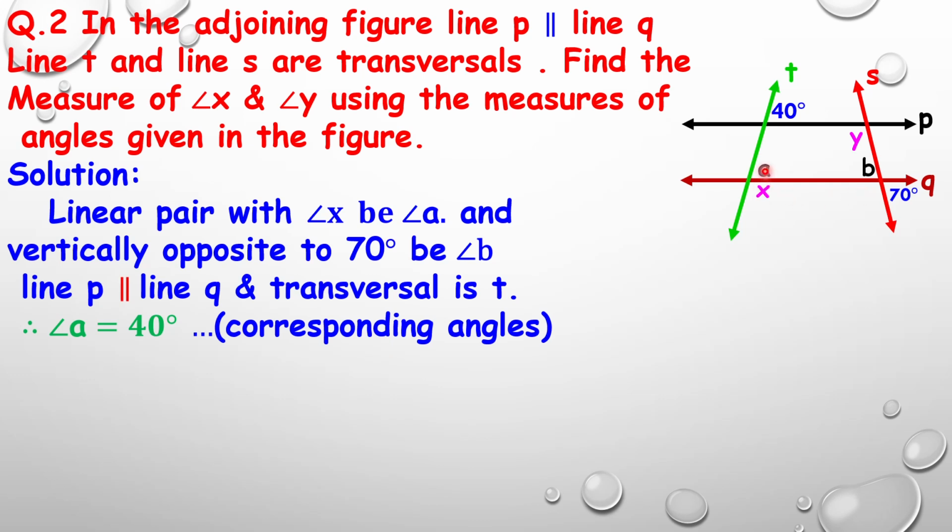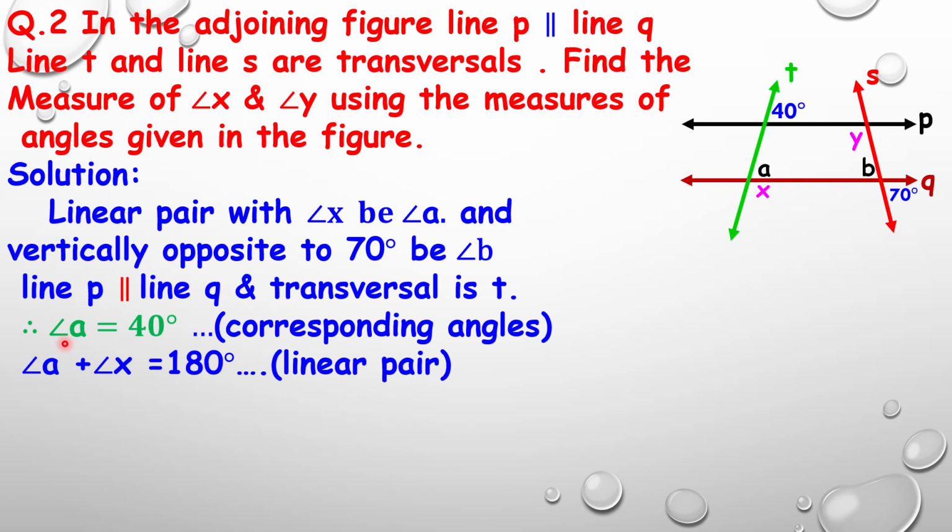Then what is the relation between this angle A and X? Angle A and X are a linear pair. We know the property of linear pair: linear pairs of angles are supplementary, means the addition of these two angles is 180 degrees. So angle A plus angle X is equal to 180 degrees. Here the reason is linear pair.